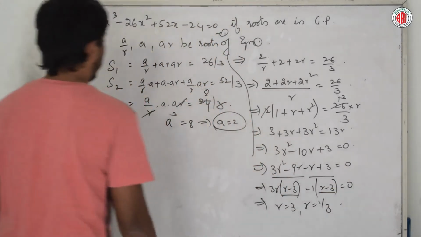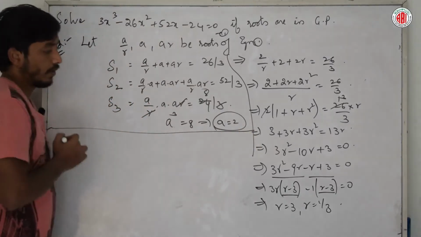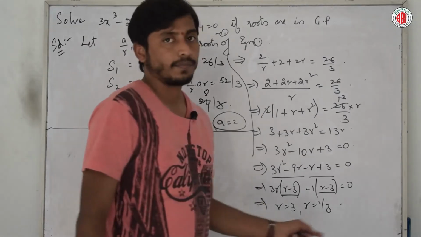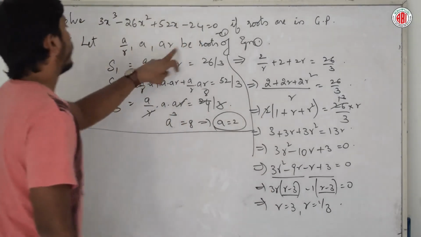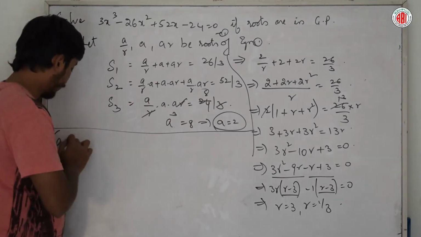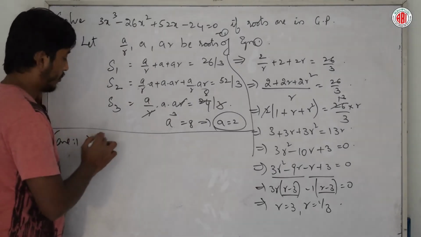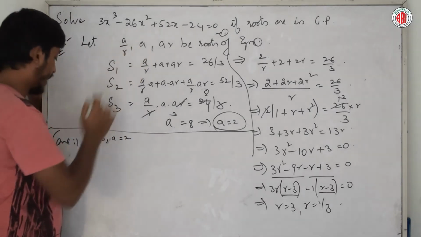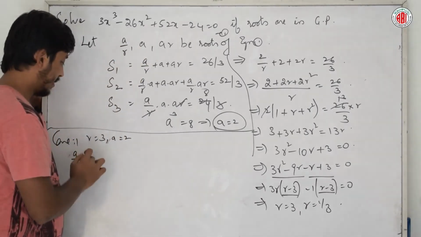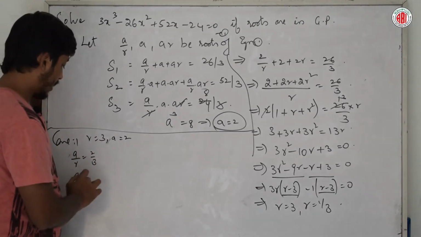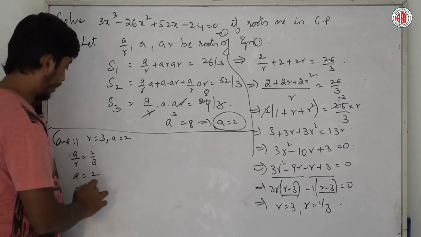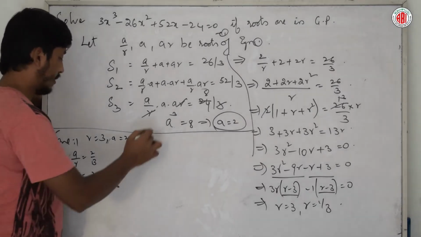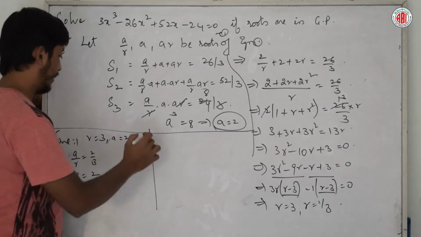Now let me take both the cases. Okay, is it clear? I got the value of a and r. Now let us substitute in these roots. So case 1, r is equal to 3, a is equal to 2. Roots are a by r, a and ar. A by r is 2 by 3, a is 2, ar is 2 times 3, that is 6. Roots are 2 by 3, 2 and 6.